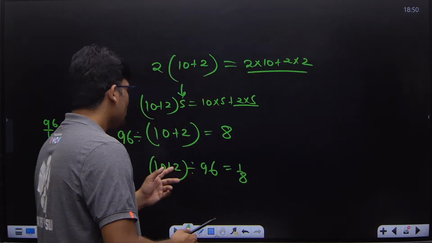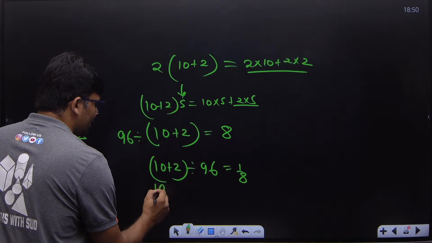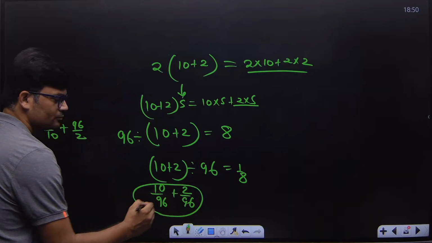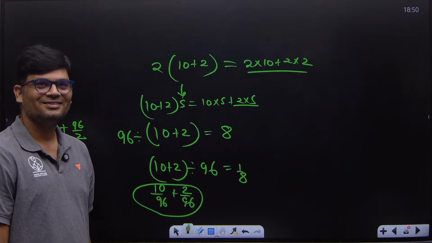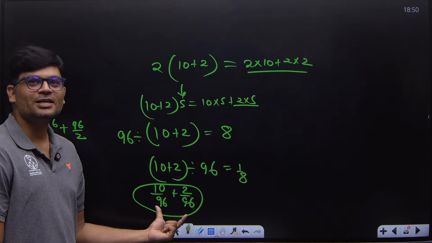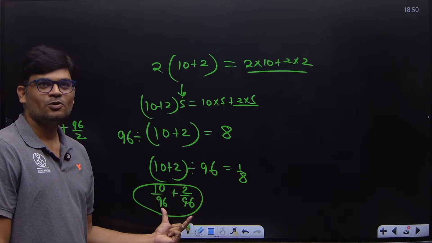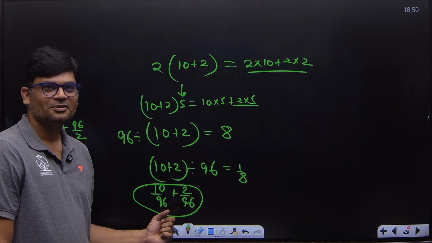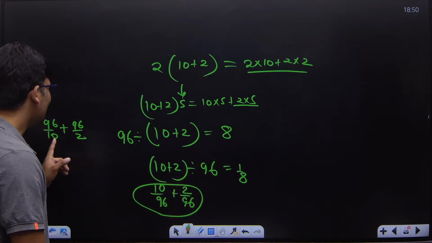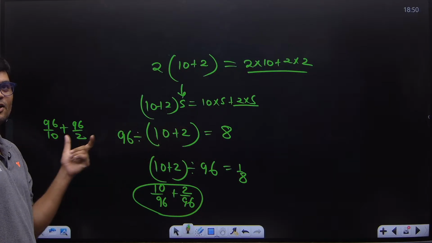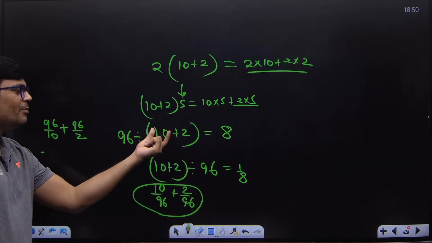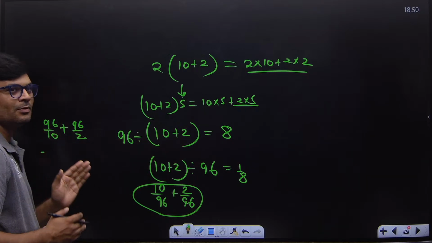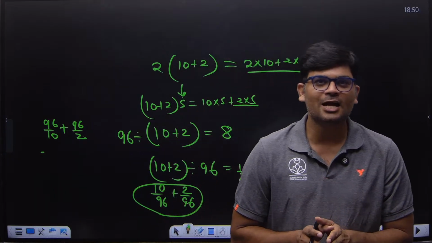Now can I write it here like this? First I will write 10 by 96 plus 2 by 96. Is it allowed? No. Why not? Isn't it the same? Now you see the denominator is the same here. So if you add them, 10 plus 2 is 12, so 12 by 96, which is 1 by 8. But here they are not the same. You have changed the denominator. The denominator was common to both, 96. You can't split them. Are you getting it? Because different denominators can't be added.